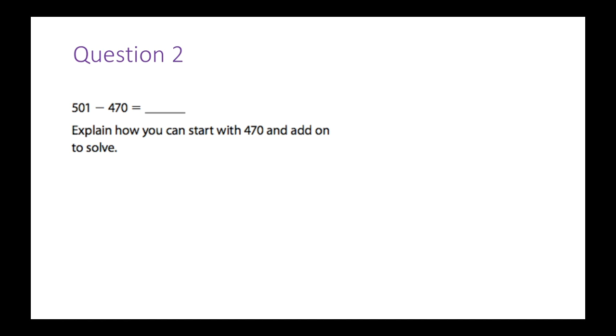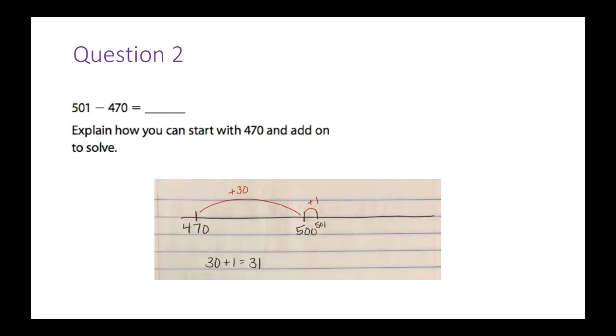Okay, moving on to question 2. Explain how you can start with 470 and add on to solve. So again, using one of my favorite strategies, adding on to subtract, you can start with 470. And I made a jump of 30, which gives me right to 500. And that was just a friendly number that made sense to me. And then, of course, I have one more jump, giving me 30 plus 1, giving me 31. So that's one way you can add on to solve.